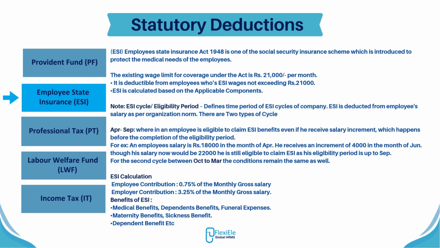Here is a fun wrinkle: your ESI eligibility follows two cycles every year: April to September and October to March. Now, let's say you get your salary hike midway through a cycle. Even if your pay crosses 21,000, you might still be eligible for ESI till the cycle ends. So, you won't lose benefits abruptly. ESI is more than a deduction, it's protection and continuity, making sure employees and their family have access to support when they need it most.